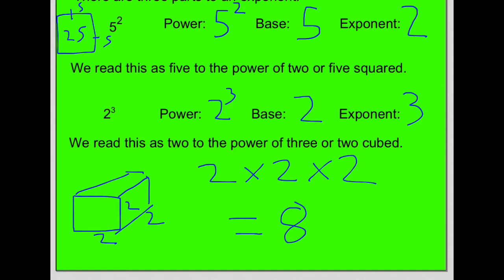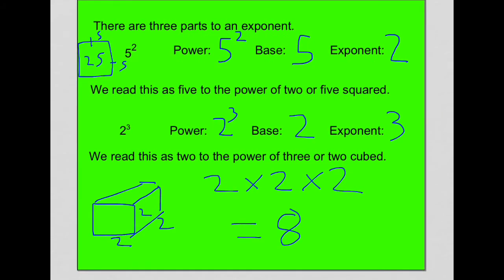All right, so 3 parts to a number that has an exponent in it. The whole thing is called the power. The large number is called the base, and the small number in the right-hand corner is called the exponent. Now let's break these apart even further.